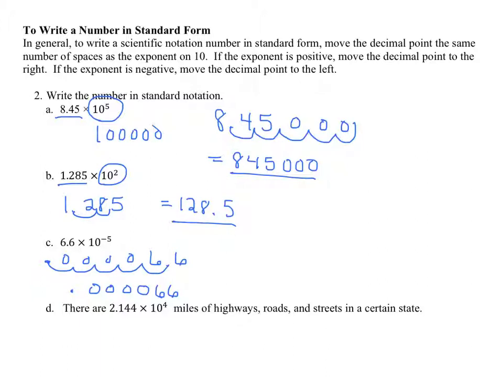Okay, and D. There are 2.144 times 10 to the 4th miles of highways, roads, and streets in a certain state. So I'm going to make this number bigger, so I have to move the decimal to the right 4 places. Write my original number out, move them 4, 1, 2, 3, 4, add a 0, write a clean copy. So it's 21,440 miles.